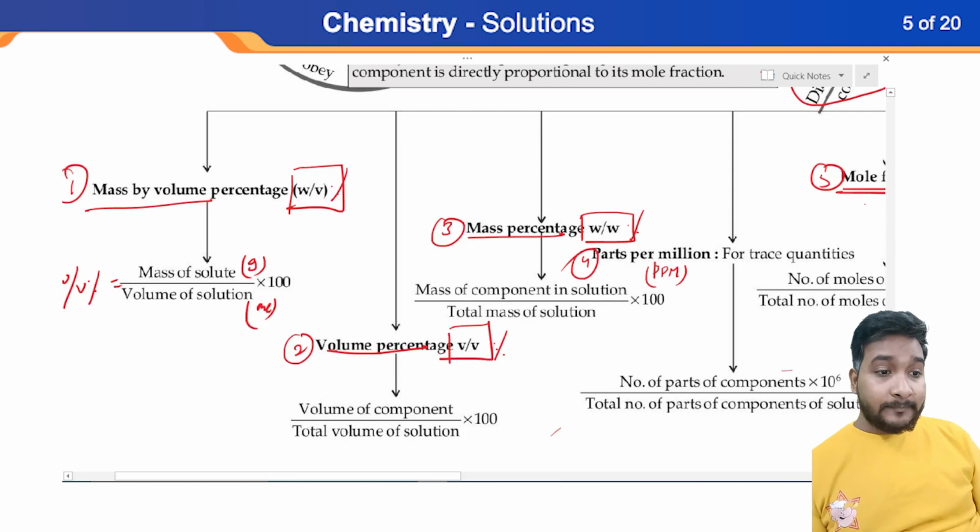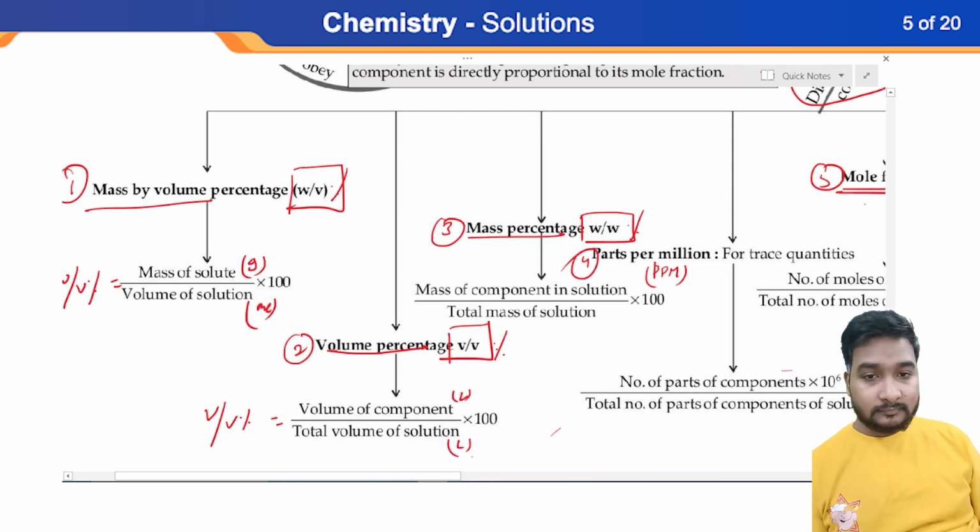Now volume percentage. Solute and solution both must be present in volume, both in the form of volume of component in liter or ml, and the total volume of solution also in liter or ml. But the unit must be the same during the calculation. This is very important, remember that. This is not my rule, this is the rule of the international system of calculation.